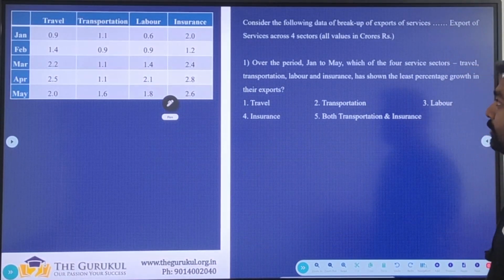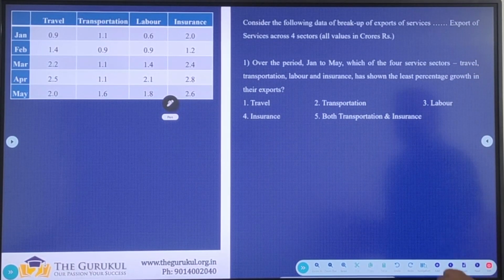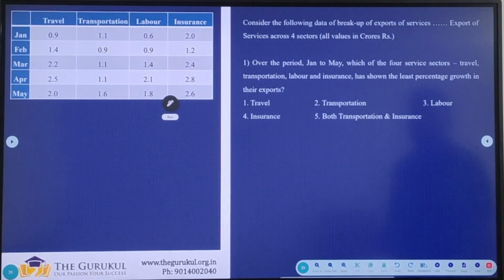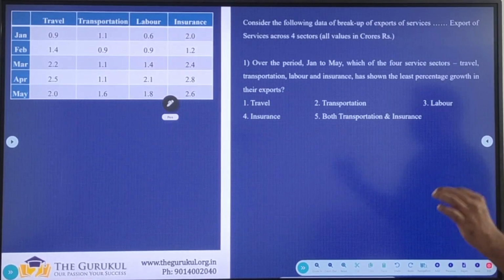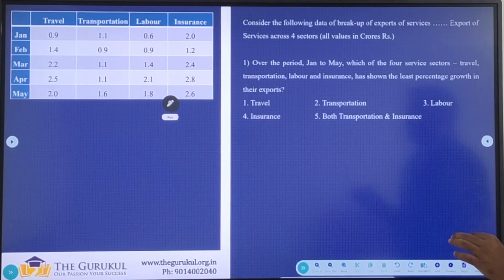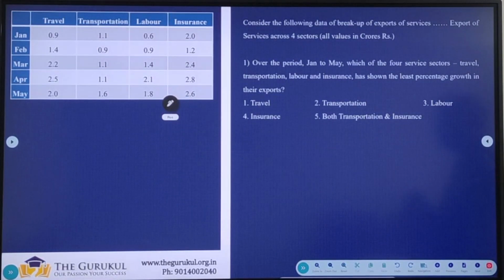Let's see how to solve this one. Consider the following data of breakup of exports of services. Exports of service across 4 sectors. All the values are in crores. They are talking about travel, transportation, labor and insurance for different months: Jan, Feb, March, April and May. Which means 0.9 in Jan in travel is 0.9 crores of services from travel done in January.